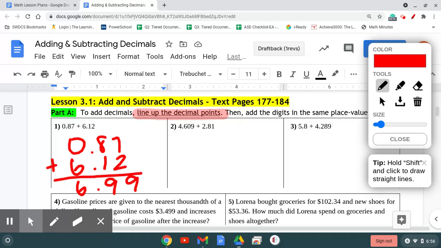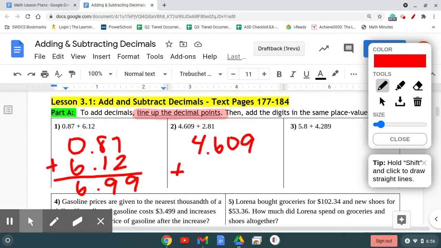Number 2 is different. I have 1 digit to the left and 3 on the right, and the other has 1 to the left and only 2 on the right. So we have to be careful when we line this one up. So I'm going to write that first number, 4.609. I'm going to add.